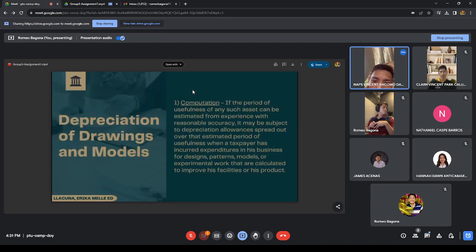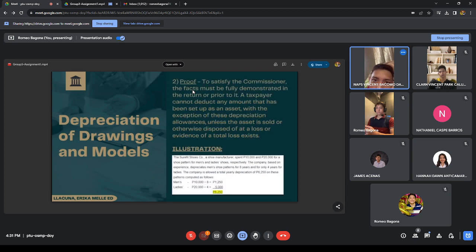Now, what about the depreciation of drawings and models? First again is computation. If the period of usefulness of any such asset can be estimated from experience with reasonable accuracy, it may be subject to the depreciation allowances spread out over that estimated period of usefulness when a taxpayer has incurred expenditures in his business for designs, patterns, models, or experimental work that are calculated to improve his facilities or his product. Second is the proof.